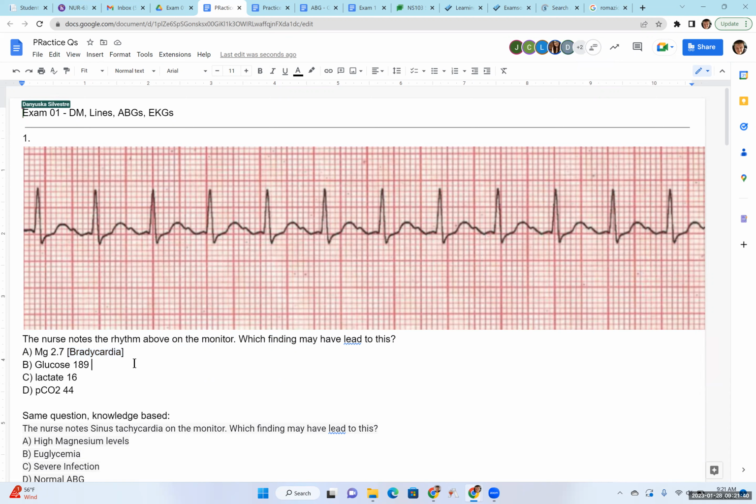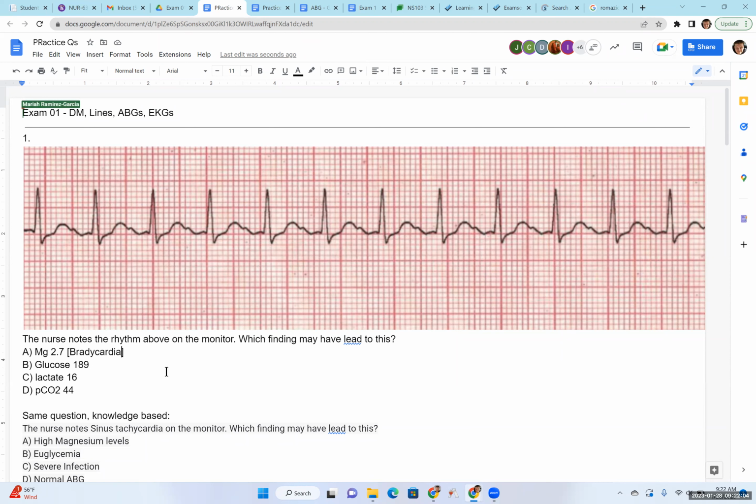All right, so glucose 189, right? And you said bradycardia, and hypermagnesemia causes bradycardia. If you have a good NCLEX book, it gives you rationales for each answer. I hate NCLEX books that have whole paragraphs. I have no time for this. Please bullet point this. That's why my lecture slides are in bullet points, not essays. I'm not a reader either.